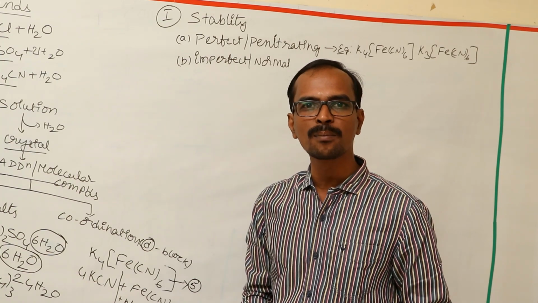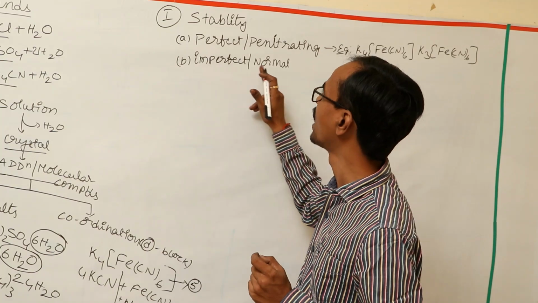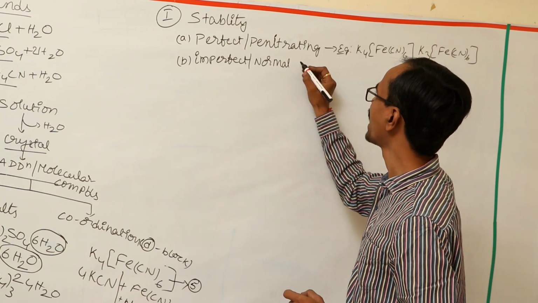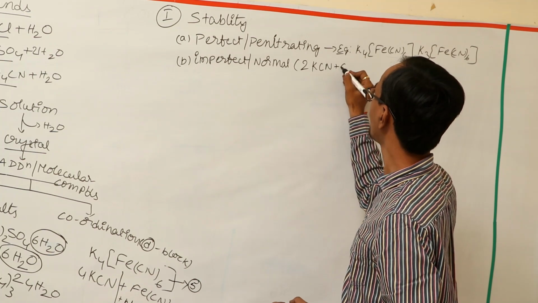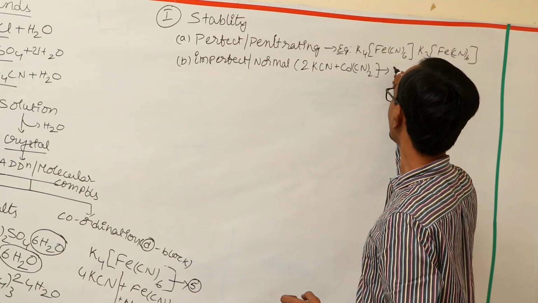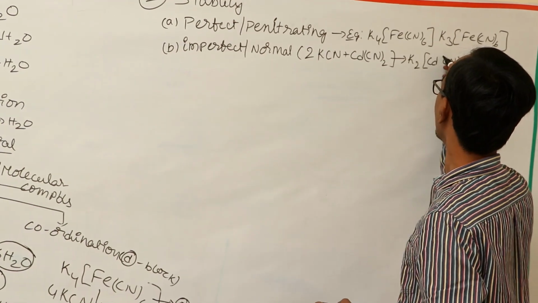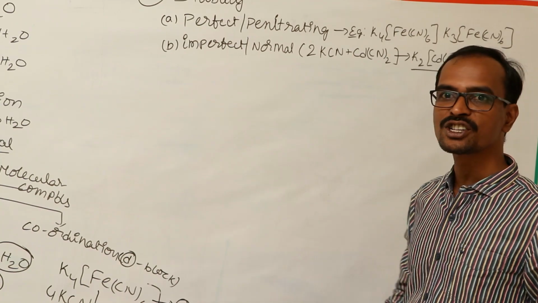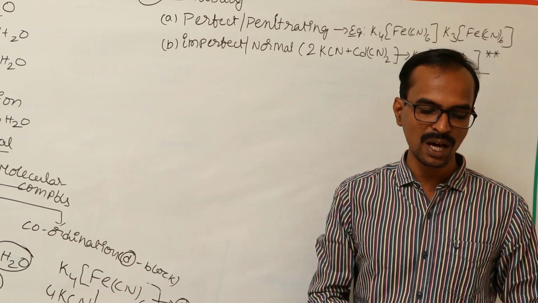Such complexes which get dissociated into ions in aqueous solutions are called imperfect complexes or normal complexes. It is formed by mixing 2 different salts, potassium cyanide and cadmium cyanide. By mixing potassium cyanide and cadmium cyanide, we get a complex with the molecular formula K2Cd(CN)4. This has a greater extent of dissociation in aqueous solution, and when it is dissolved in water, it gets dissociated into the ions.